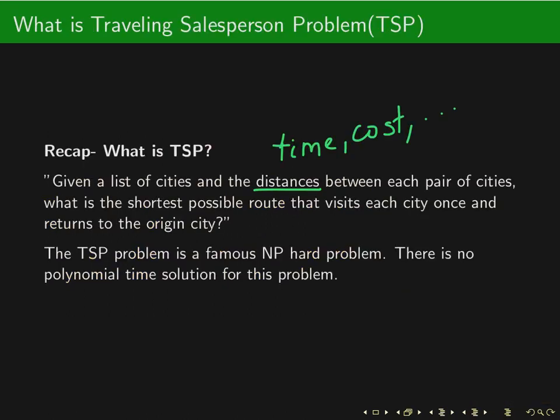So let us quickly revisit the TSP problem. Given a list of cities and some metrics between them, it can be distances, it can be time, it can be cost, or anything which can be imagined as the cost between each pair of cities. So given such a matrix, our goal is to find the shortest possible route that visits each city once and then returns to the origin city.